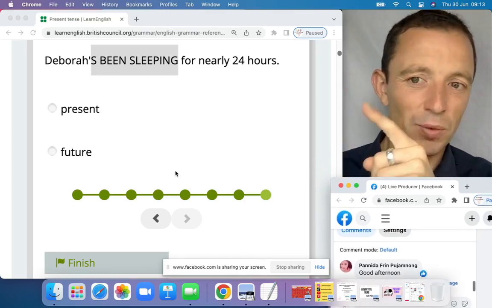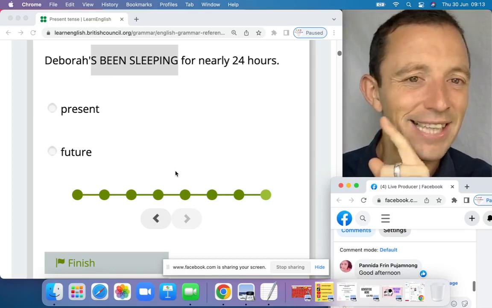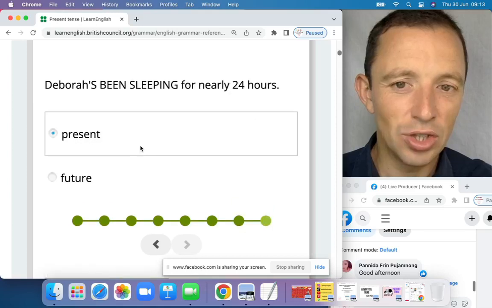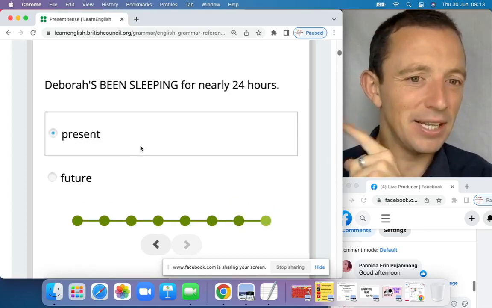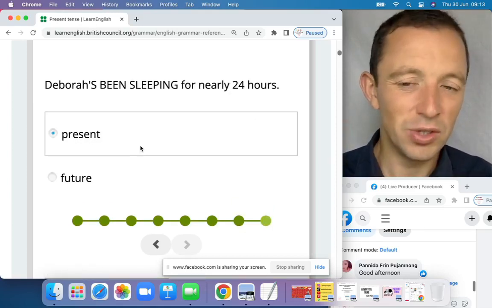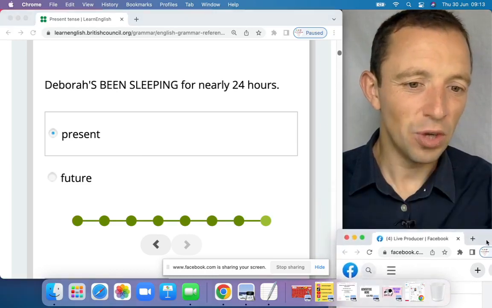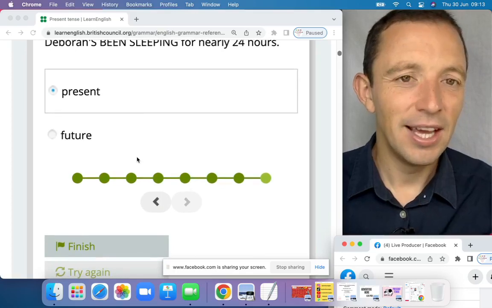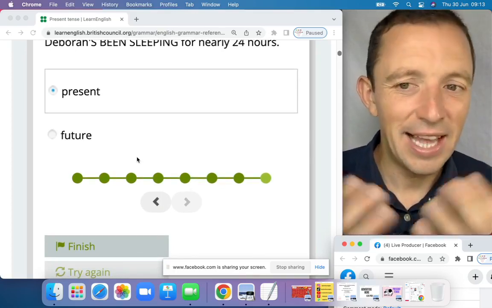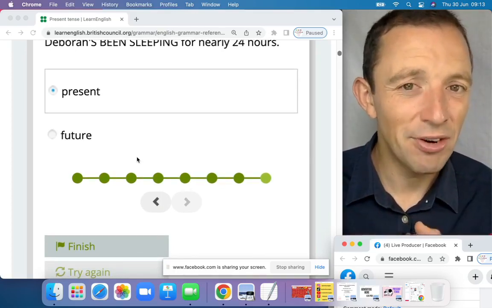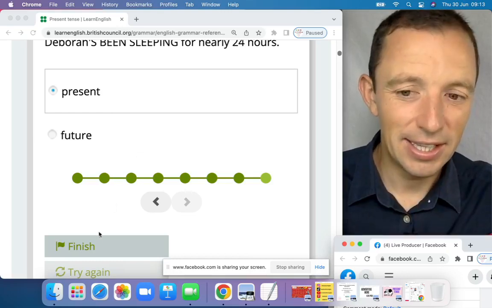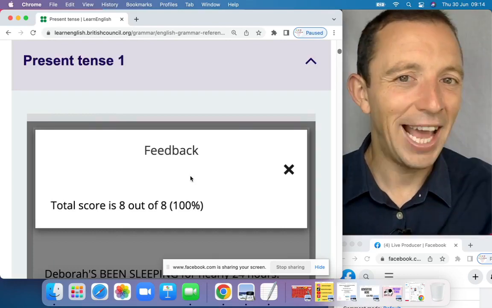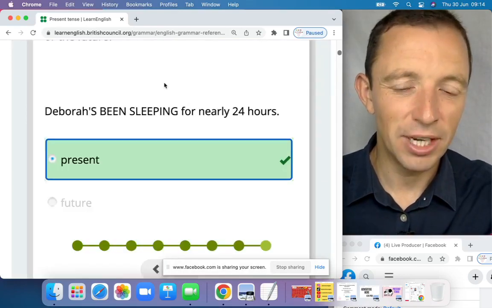So this one, I think, is definitely the present. She started sleeping in the past and she continues to sleep now. So I think this is a good example of the present tense. I might have some mistakes, definitely I might have some errors, but let us check the answers here and we can finish. And everything is good. 8 from 8. Well done. That's really good.